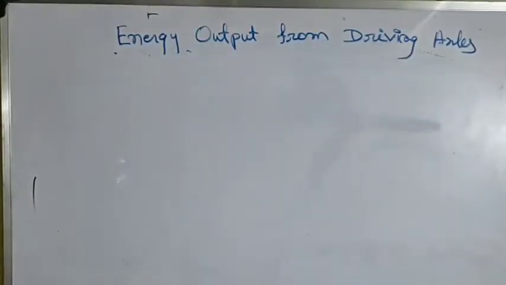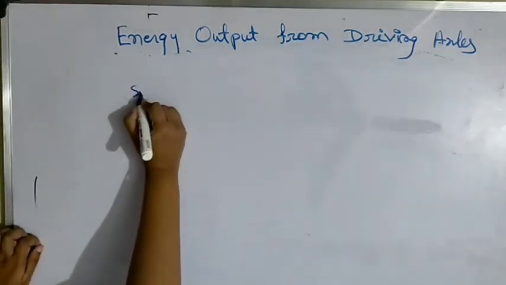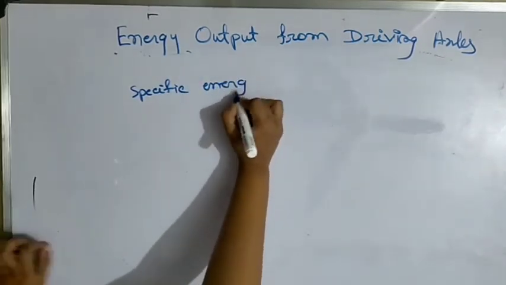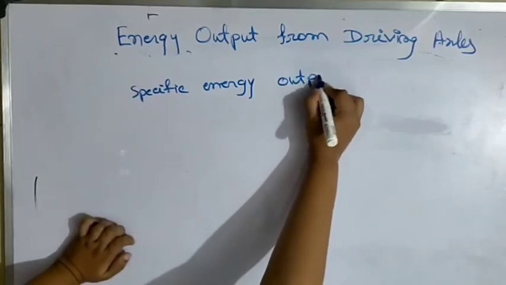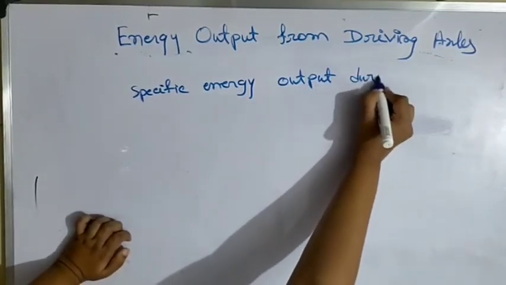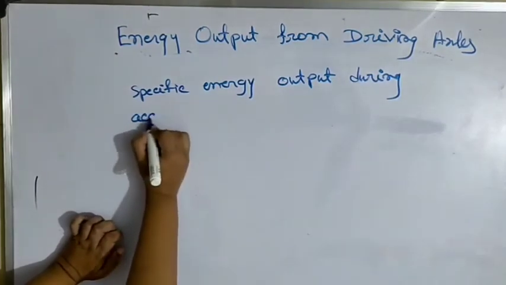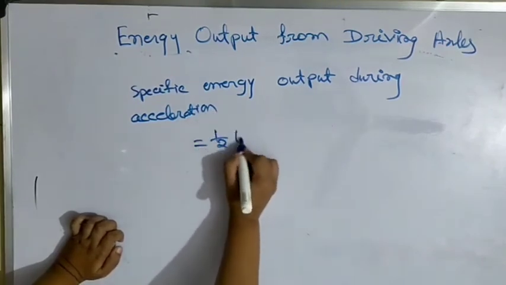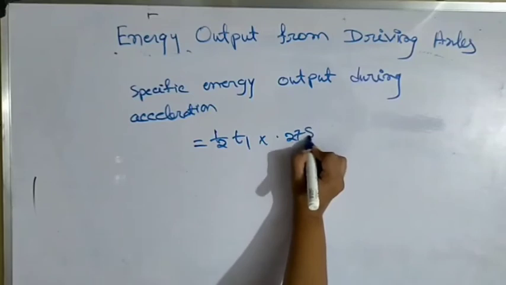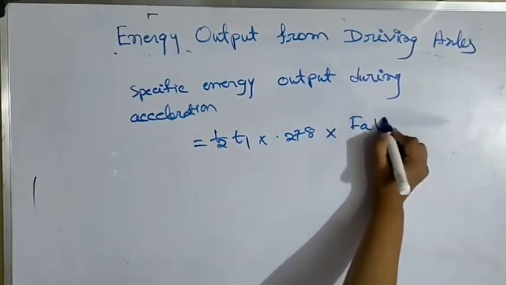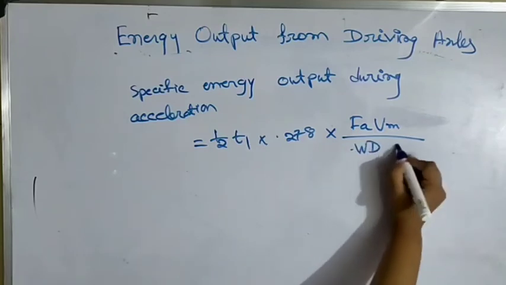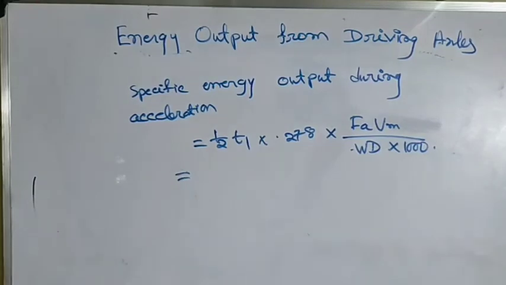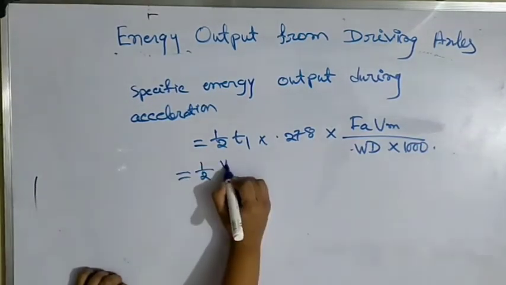Specific energy output during acceleration is half T1 into 0.278 into Fa by Vm into W D into 1000. Now this is equal to half Vm by, what is T1? T1 is Vm by alpha.